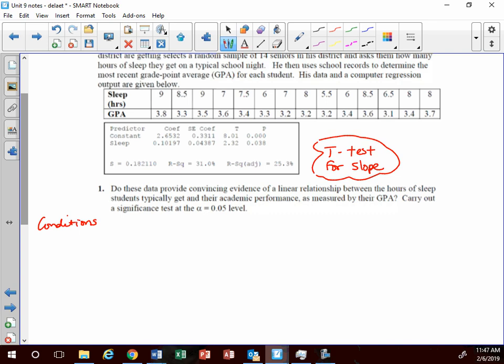How do you guys find residuals? Who remembers? Find your line, and then you store your residual. Talk to each other. See if you can remember how to get your residual plot.